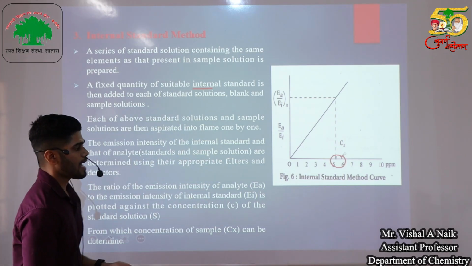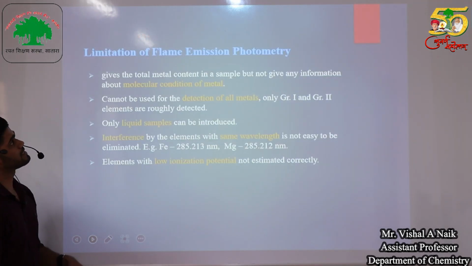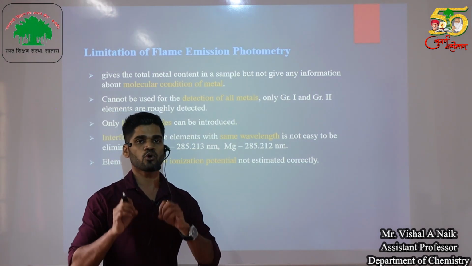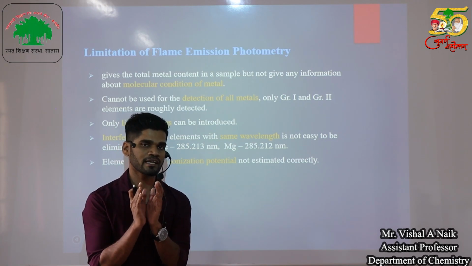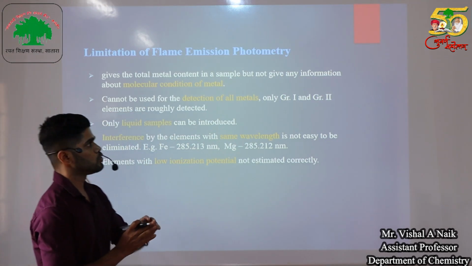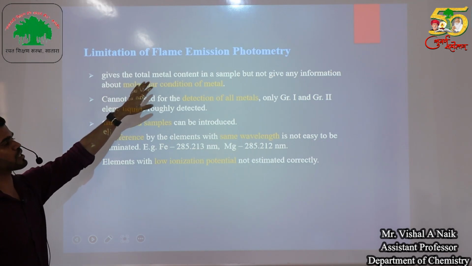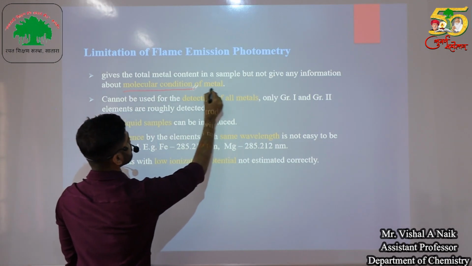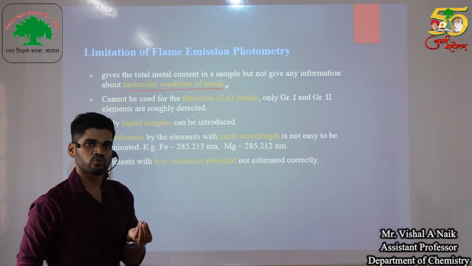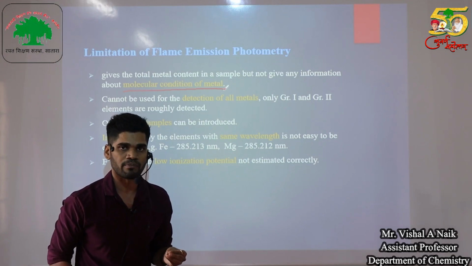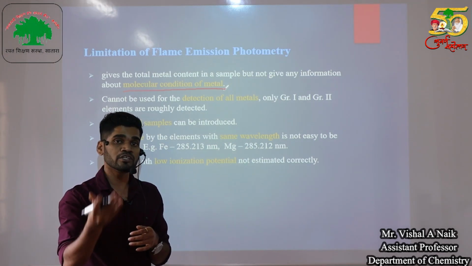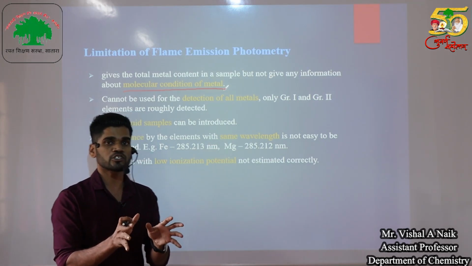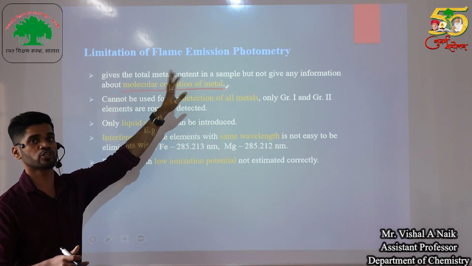And the last point of today's video is the limitations of the flame emission spectrometer. Every instrument has its own limitations, and flame emission has quite a few. The first limitation is that it gives the total metal content in the sample, but does not give any information about the molecular condition of the metal. It actually tells which metal ion is present in our sample solution, but not the condition of that metal ion, whether it is oxide, sulfide, chloride, or any other. It does not give any information regarding the molecular condition of the metal.